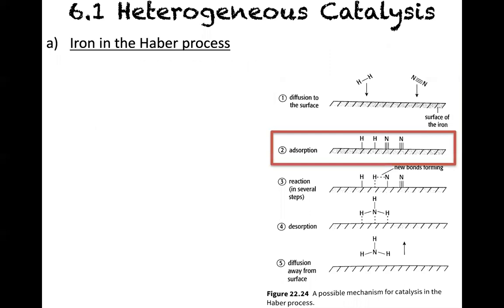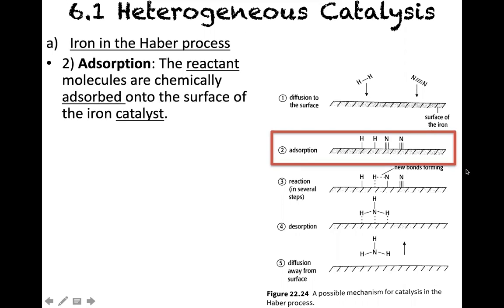Once they have moved to the surface of the catalyst, the second stage is the adsorption. Now, do not confuse adsorption with absorption. Adsorb means it sticks. It sticks onto the surface. Absorb means it goes through. Just like a sponge, it absorbs water. That means the water goes inside the sponge, right? Adsorb means it just sticks onto the surface of the catalyst.